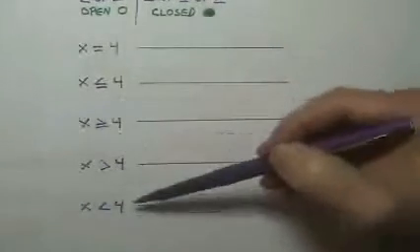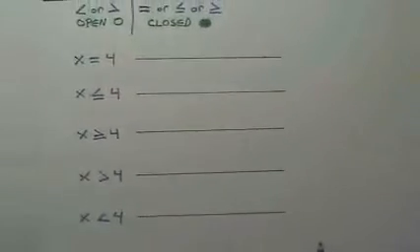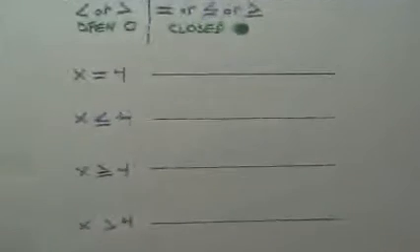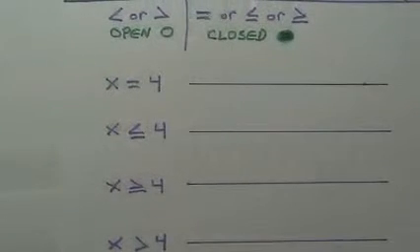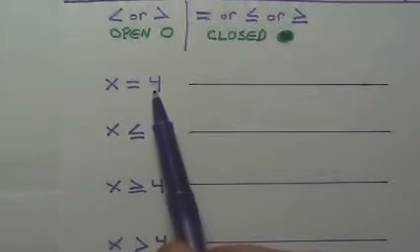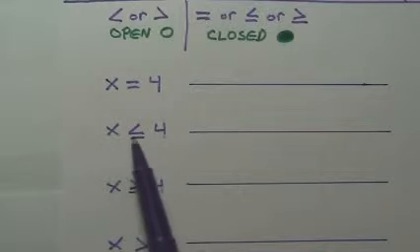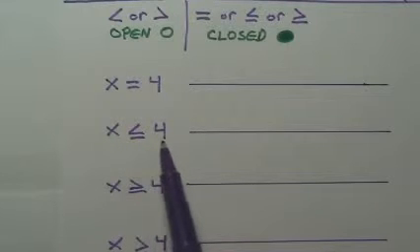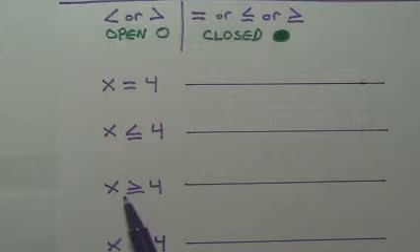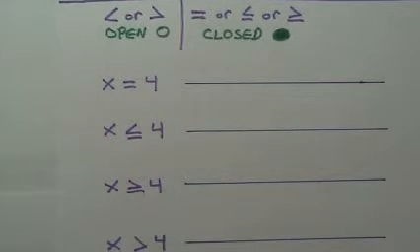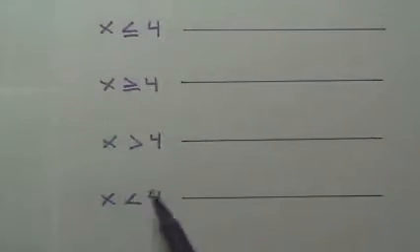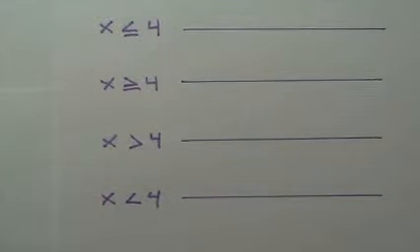Okay, here are the graphs that we're going to be doing. There are five of them. I'm just going to zoom in here a little bit. So we have x equals 4. Give yourself a couple spaces. X less than or equal to 4. Couple spaces. X greater than or equal to 4. X greater than 4. X less than 4.